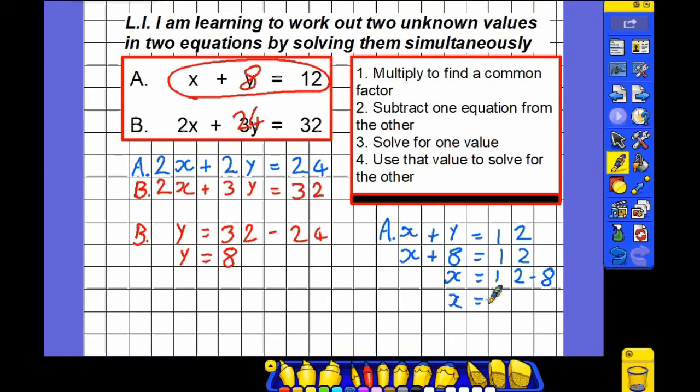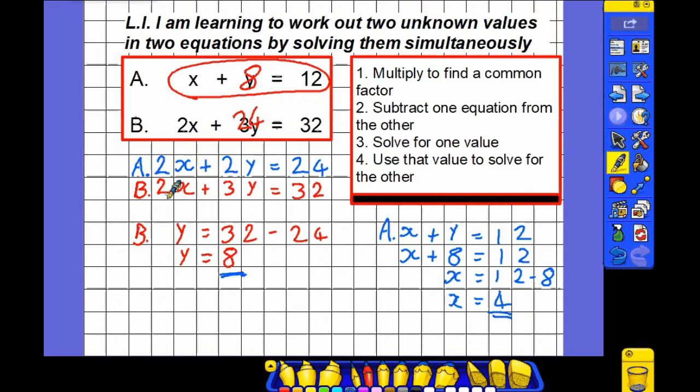Therefore, x must be equal to 4. So we've got our y value and our x value here. What we've done is we've worked out two unknowns by following the steps. We worked out a common factor. We made sure that we had the same number of x's in both cases.